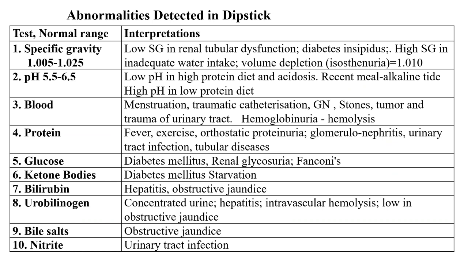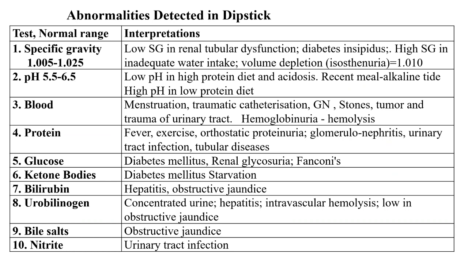Specific gravity is 1.015 to 1.025. Interpretation: low specific gravity in renal tubular dysfunction and diabetes insipidus, and high specific gravity in inadequate intake of water and any volume depletion. Next, pH, which is normally 5.5 to 6.5. Low pH will be seen in a high protein diet and acidosis, and recent meal, and high pH in an alkaline diet and low protein diet.